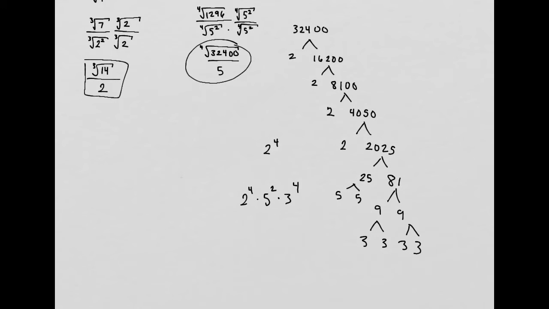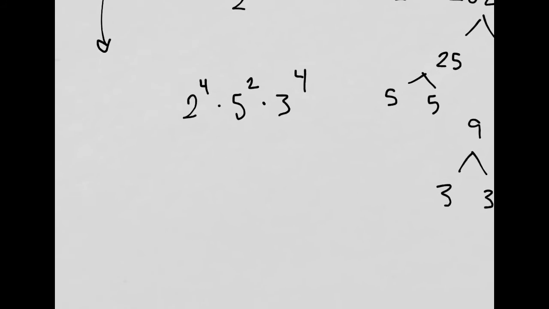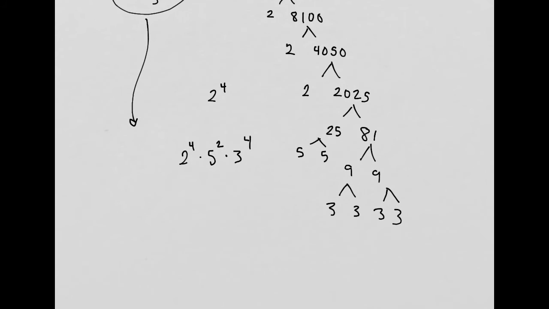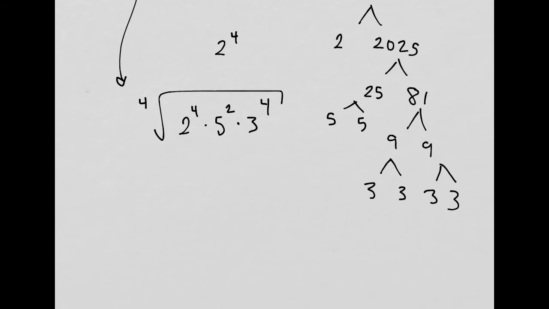And what do I get? Okay, so it was this. This is confusing. It's okay. We get it. And then that was a 4th root, so all of that is underneath a 4th root. Well, that's the same thing as the fourth root of 2 to the 4. Fantastic. Times the fourth root of 5 squared, times the fourth root of 3 to the 4.